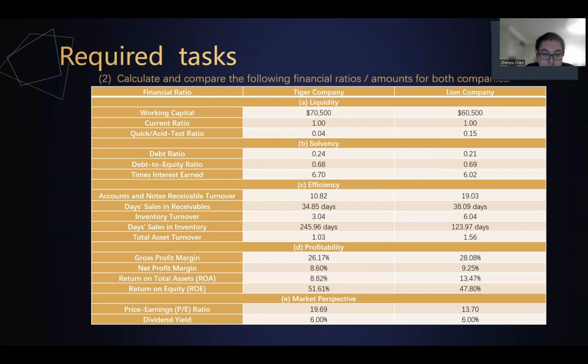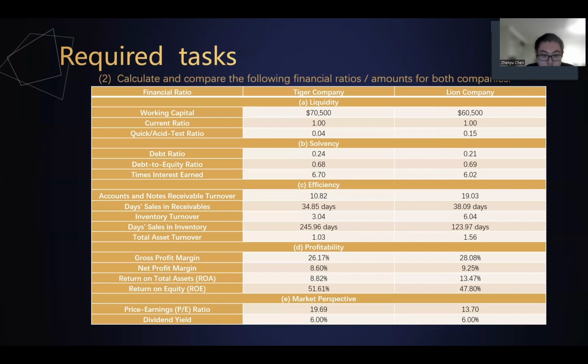Lion company generally outperforms Tiger company in these profitability measures. Lion company has higher gross profit margin, net profit margin, and return on assets, suggesting better profitability and efficiency in generating profit from sales and assets.